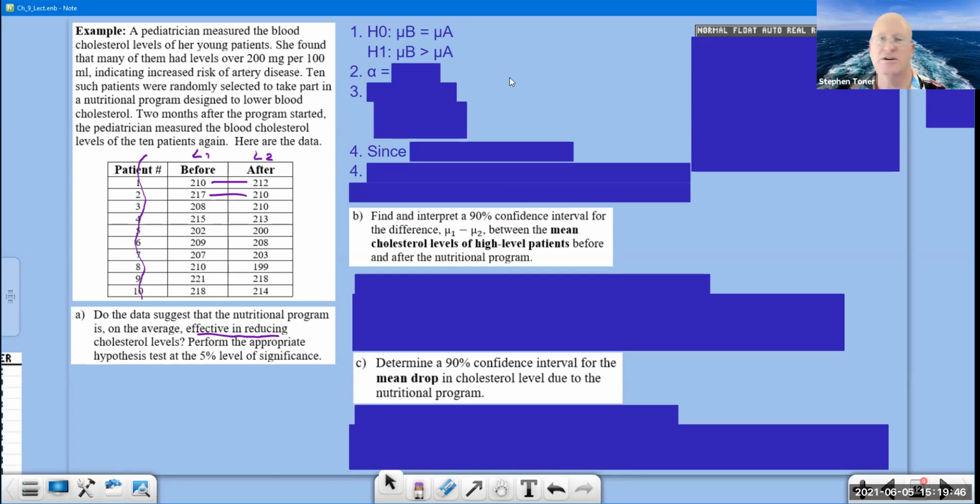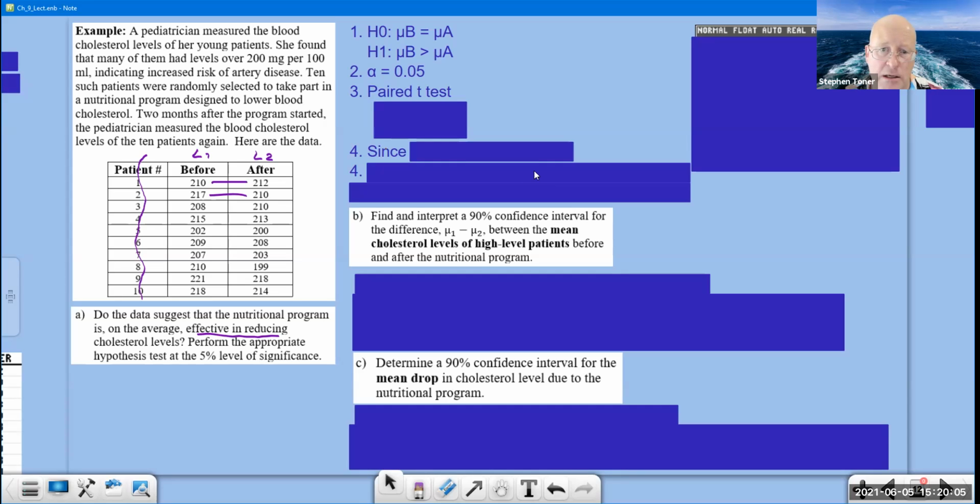That's some of the logic you've got to have here in determining that this was a greater than. Before needed to be higher if there's a reduction. Now let's just mention that this is going to be done at a 5% significance level. We've mentioned that this is going to be a paired t-test.